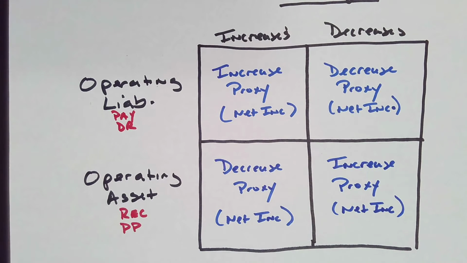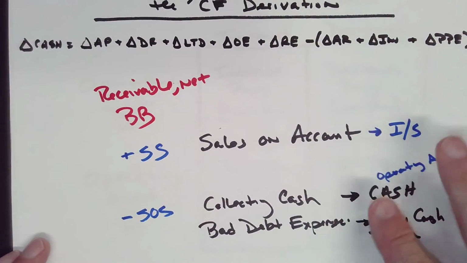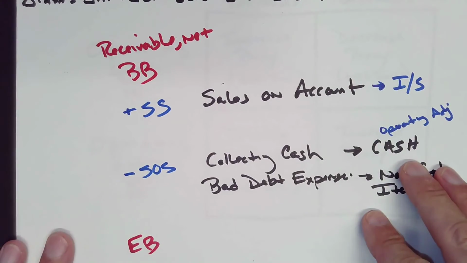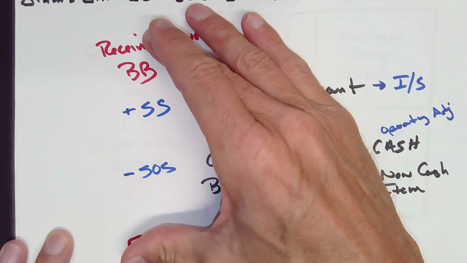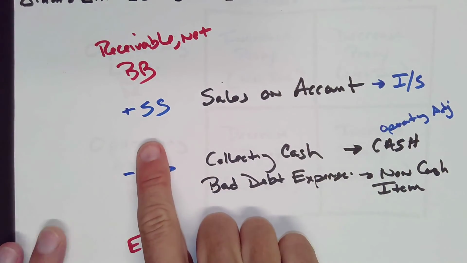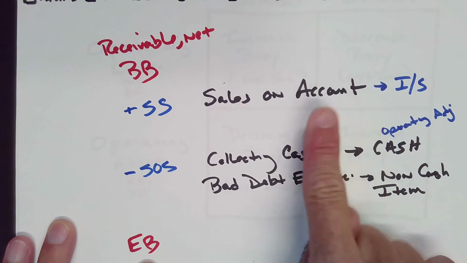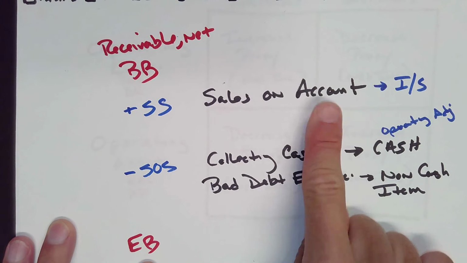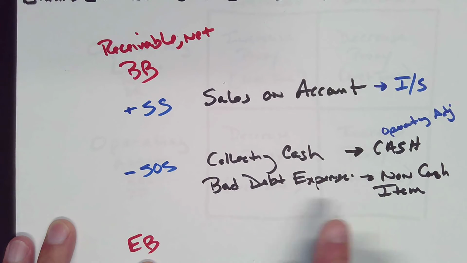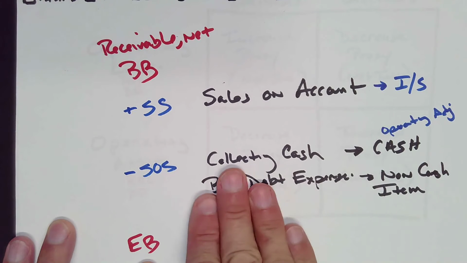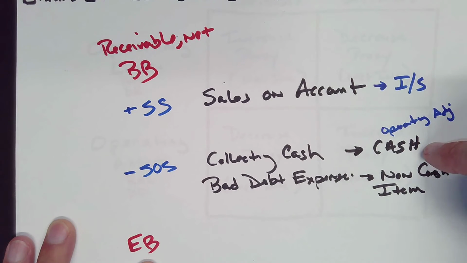All right, so let's try it. Let's take a look at one of these operating accounts. Let's look at receivables specifically, and let's ignore for the moment that we've got the allowance in there. So if receivables goes up, what does that mean? Well, it means I have more sales on account than I have cash collections. Let's assume we don't have bad debt expense. We'll just look at cash collected and sales on account.